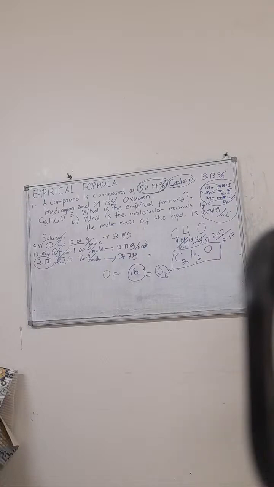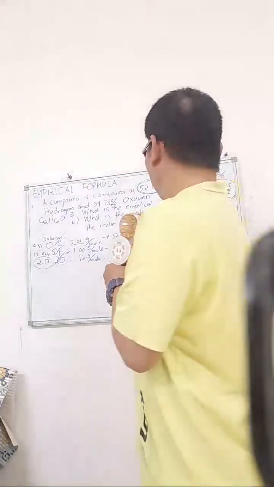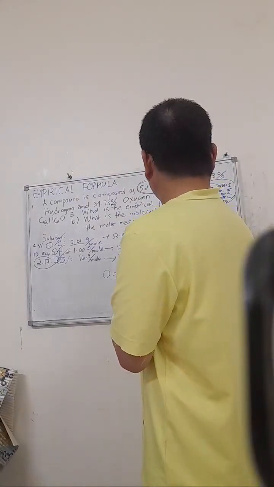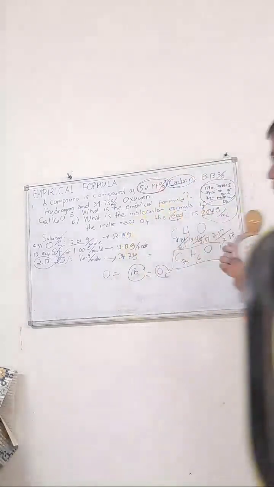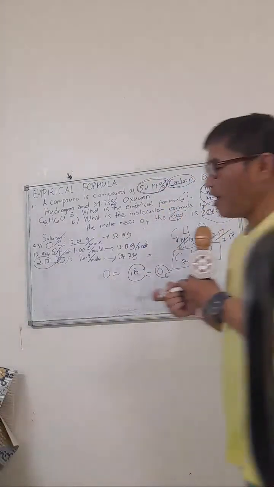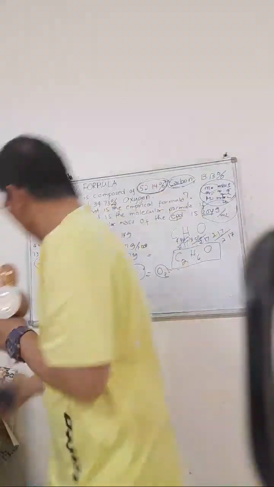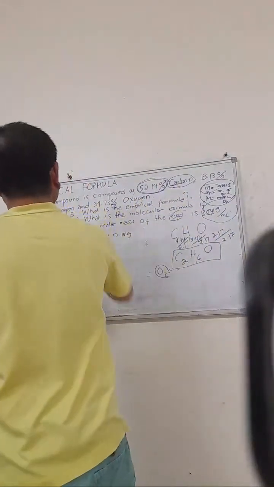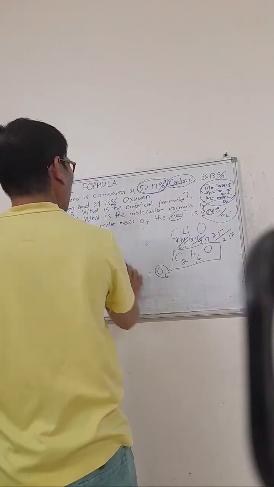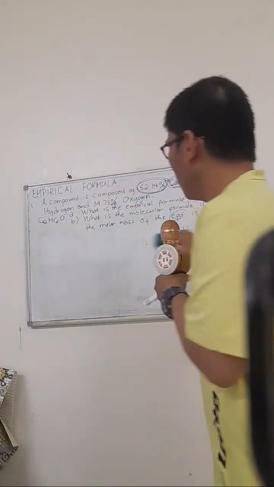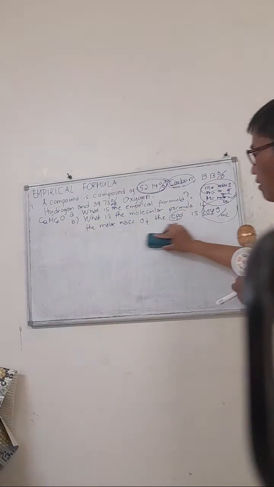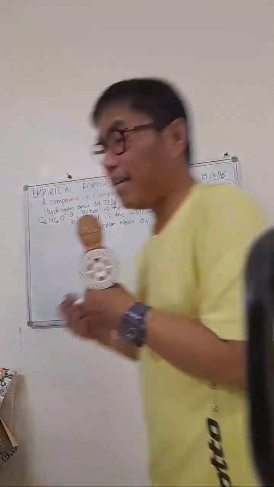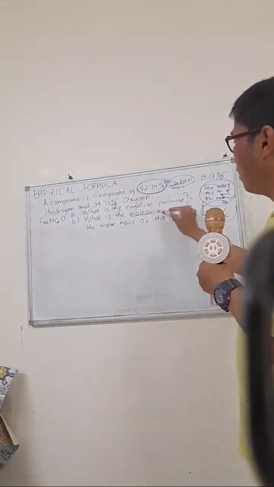So, letter B. What is the molecular formula if the molar mass of the compound is 204 grams? First is this empirical formula, guys. Let's erase this other stuff. Memorize this C2H6O. This is the empirical formula. We had answered A already. Now, what is the molecular formula? We are being asked for the molecular formula.